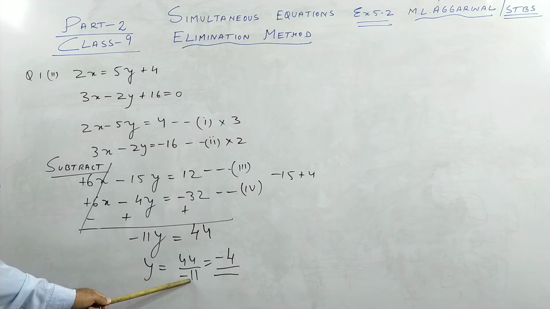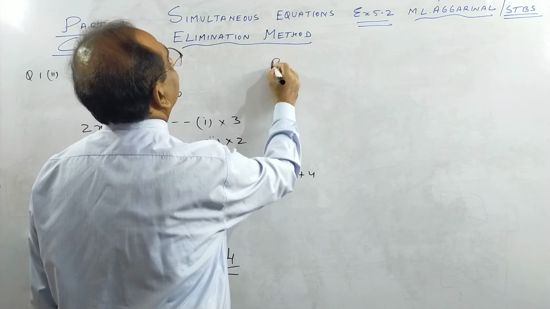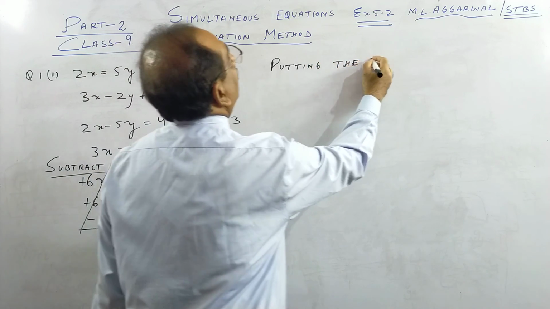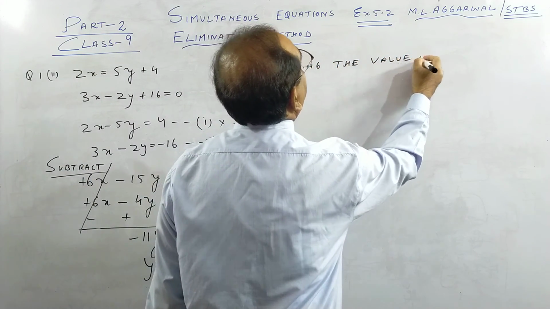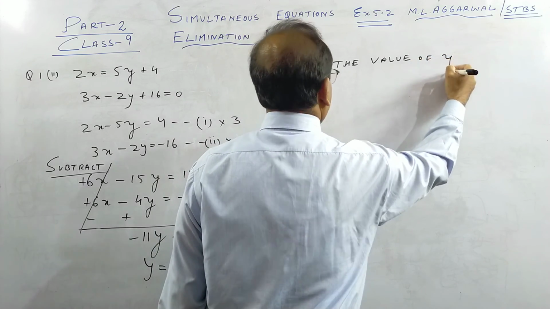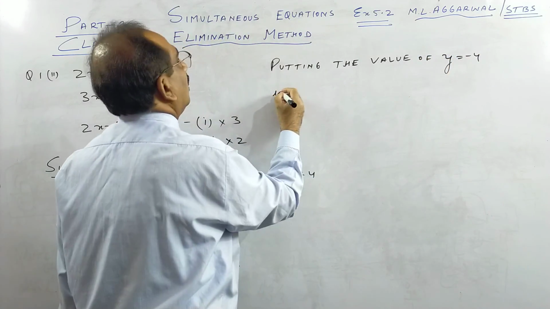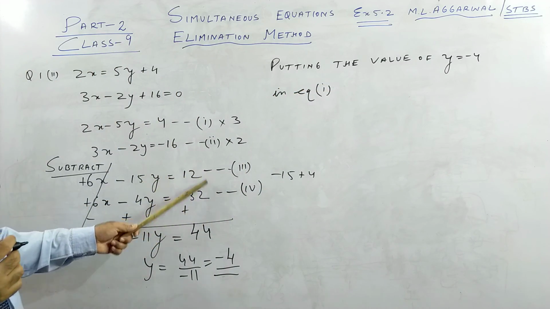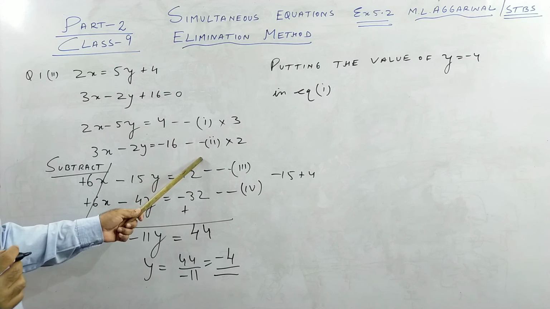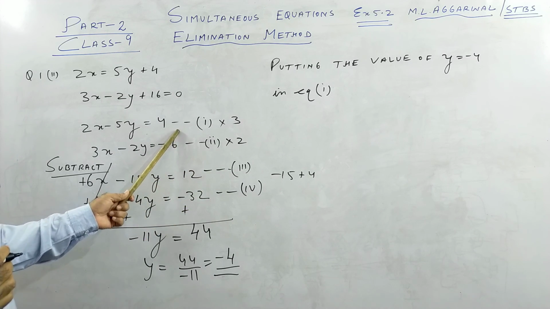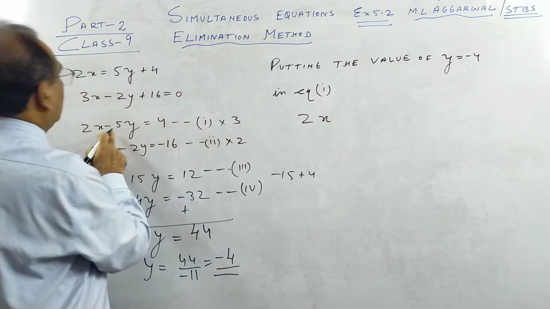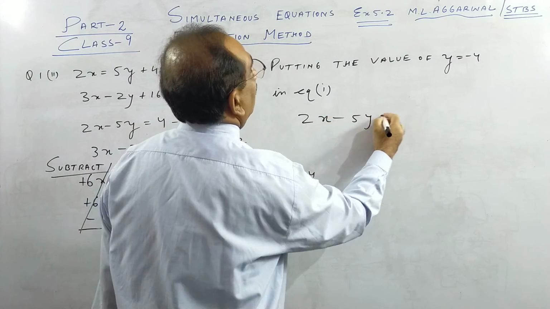Putting this value of y, we will put it in either equation 1 or 2. So putting the value of y equal to minus 4 in equation 1, 2, 3, 4. But remember, 3 and 4 are bigger. We get 3 and 4 by multiplying 1 and 2. So either you put it in equation 1 or in equation 2. I am putting it in equation 1, 2x minus 5y is equal to 4.